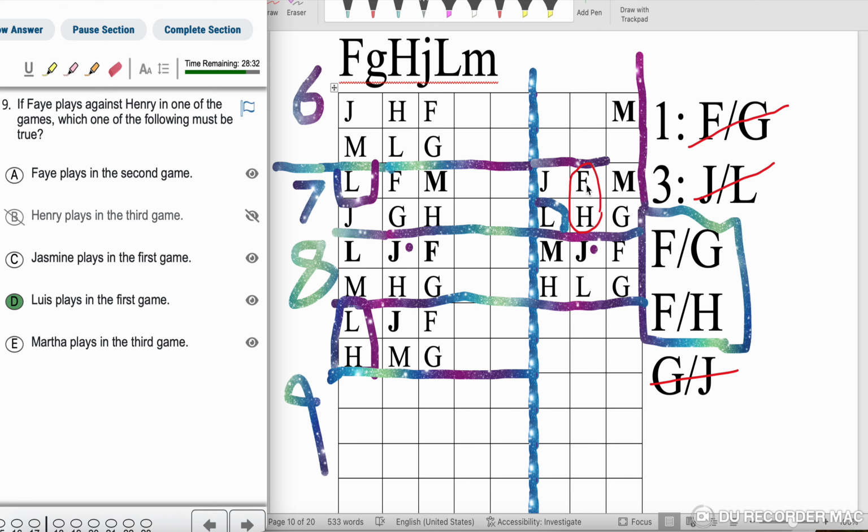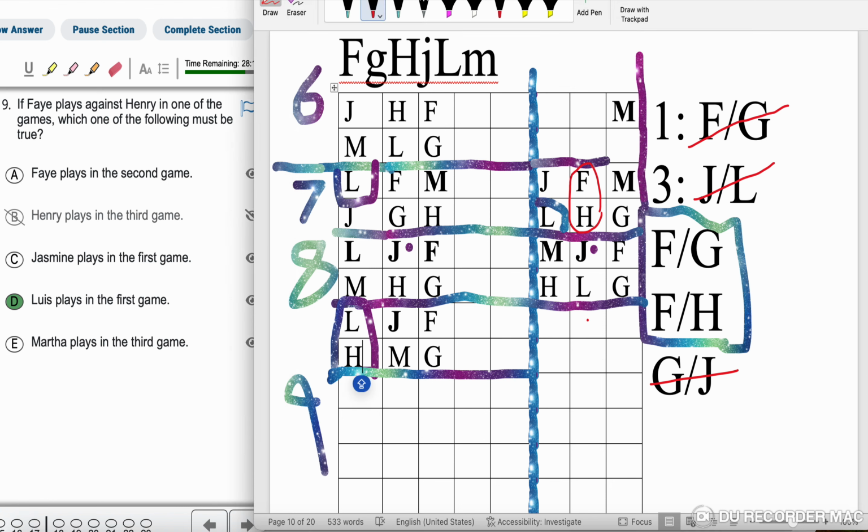With F, what you considered playing with H, let's see if we can use the condition. So we know that F and G cannot play in the first game. So that needs to be removed. We see that J and L are having a difficult time playing in the third game according to the rules. So with this being said, we see that F is playing against it. So let's put F in another position.